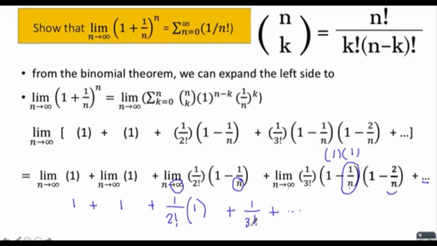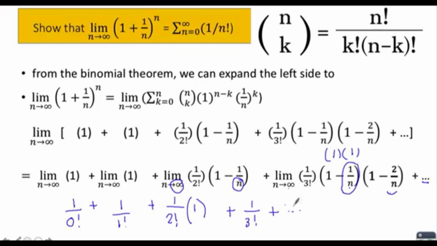Notice that this one can also be written as 1 over 1 factorial, and this other one can also be written as 1 over 0 factorial. Because 0 factorial is 1, 1 over 1 is 1. Because 1 factorial is 1, 1 over 1 is 1. So you now completed the pattern. You have 0 factorial, 1 factorial, 2 factorial, 3 factorial, and so on.